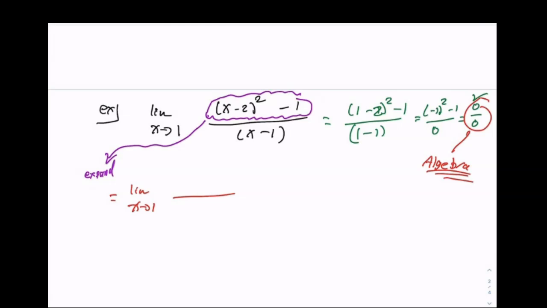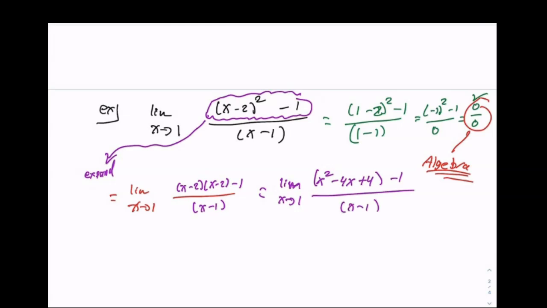When I expand X minus 2 squared, this is the same thing as X minus 2 times X minus 2, minus 1 over X minus 1. If you know how to expand it without writing X minus 2 times X minus 2, feel free. That gives me X squared minus 4X plus 4 minus 1 over X minus 1, which then becomes the limit as X approaches 1 of X squared minus 4X plus 3 over X minus 1. So the top expanded is X squared minus 4X plus 3. I have to expand it to a quadratic in standard form.